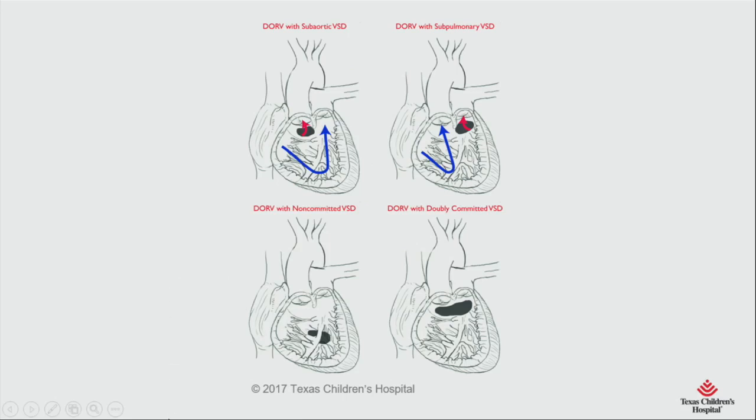Now, when you think about double outlet right ventricle from a surgical standpoint, all we're thinking of is how do we create a connection between the VSD and one of the great vessels. Once we do that, then we can actually switch the vessels if we need to, but the key is how do we create that connection.